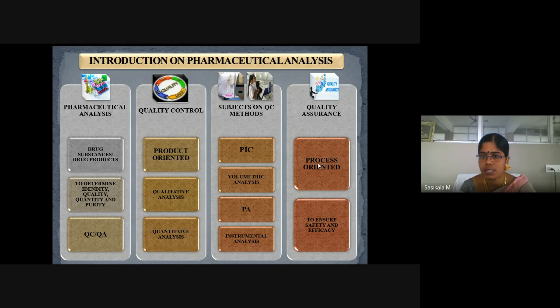Then quality assurance is process oriented. Whatever procedures you are following here for the QC method are followed based on the guidelines given under quality assurance to ensure safety and efficacy. Everything is carried out to ensure safety and efficacy of the drug product, so that we can give it confidently to the patient for the treatment.